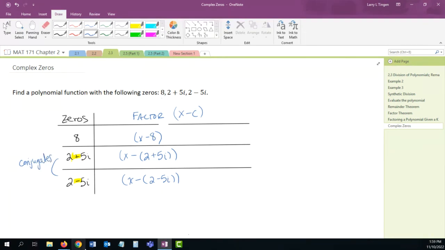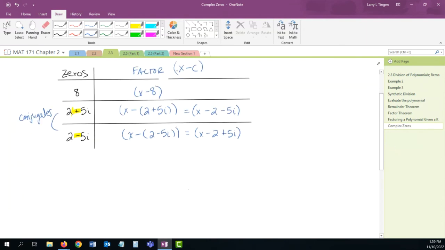And they always pair up. If you know one of the conjugates is 0, the other one automatically has to be. But let's continue the math. x minus all of that means I'm looking at x minus 2 minus 5i, and then I have x minus 2 plus 5i. Okay? So that means the polynomial that has these 3 zeros looks like (x minus 8)(x minus 2 minus 5i)(x minus 2 plus 5i).